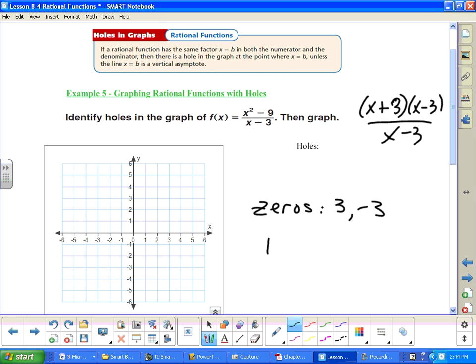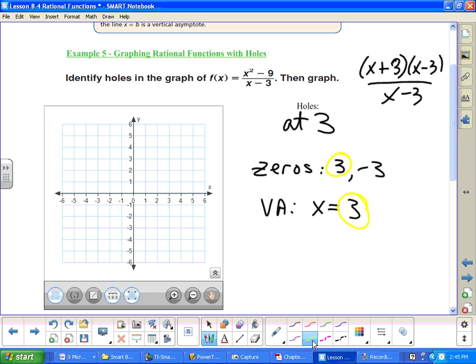According to this, there's a vertical asymptote at x equals 3, because that's where the denominator is equal to 0. But the point is, I can't have a 0 and a vertical asymptote at the same spot. And so that means then that I have a hole at 3. And we're always talking about x values.